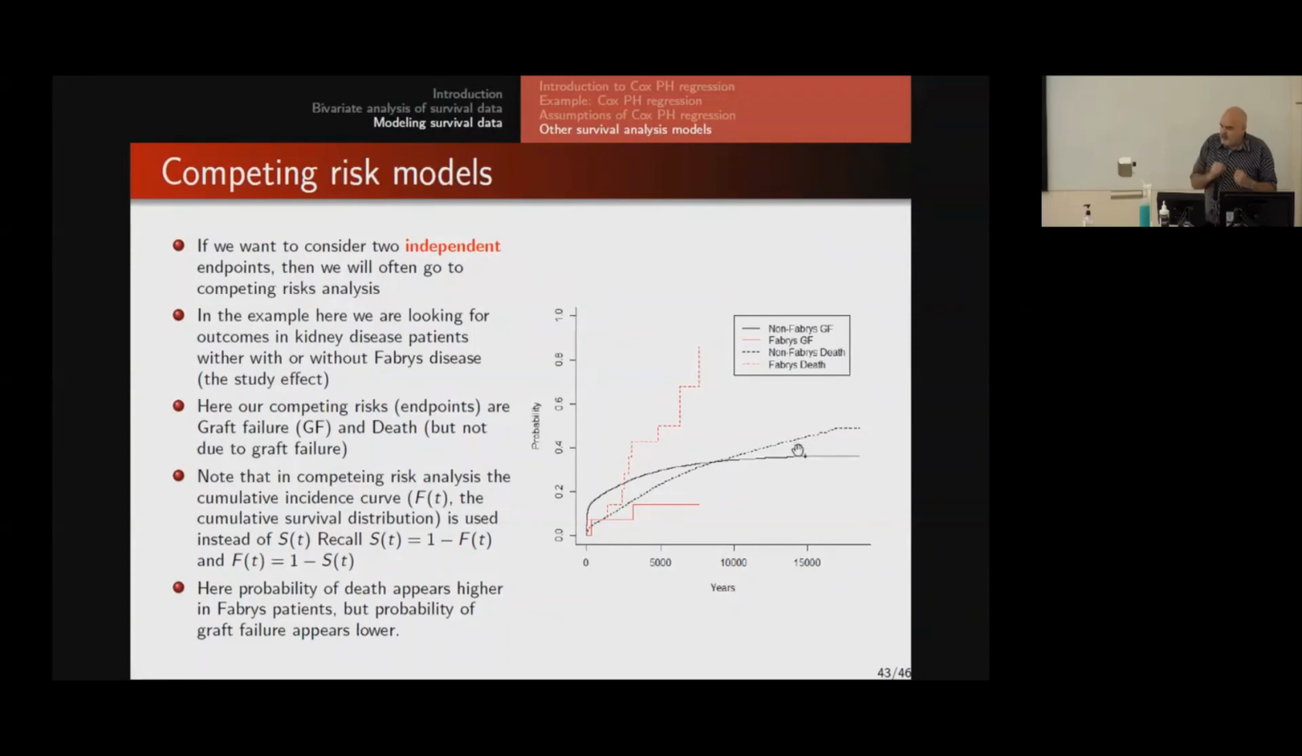So in other words, the risk of the outcome changed direction depending on what outcome it was. It's worse to be a Fabry's patient if you're just talking about kidney disease mortality, and it's better to be a Fabry's patient if you are talking about graft failure. Now, bear in mind here that if you die first, you have zero chance of graft failure if you're already dead. So we do have to take those things into account.